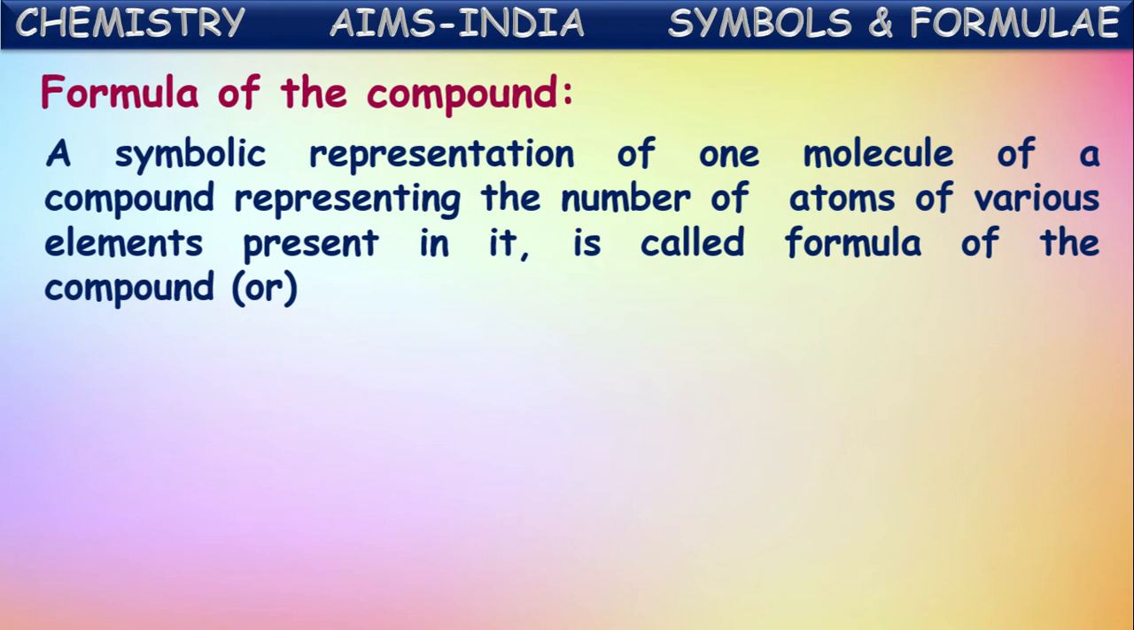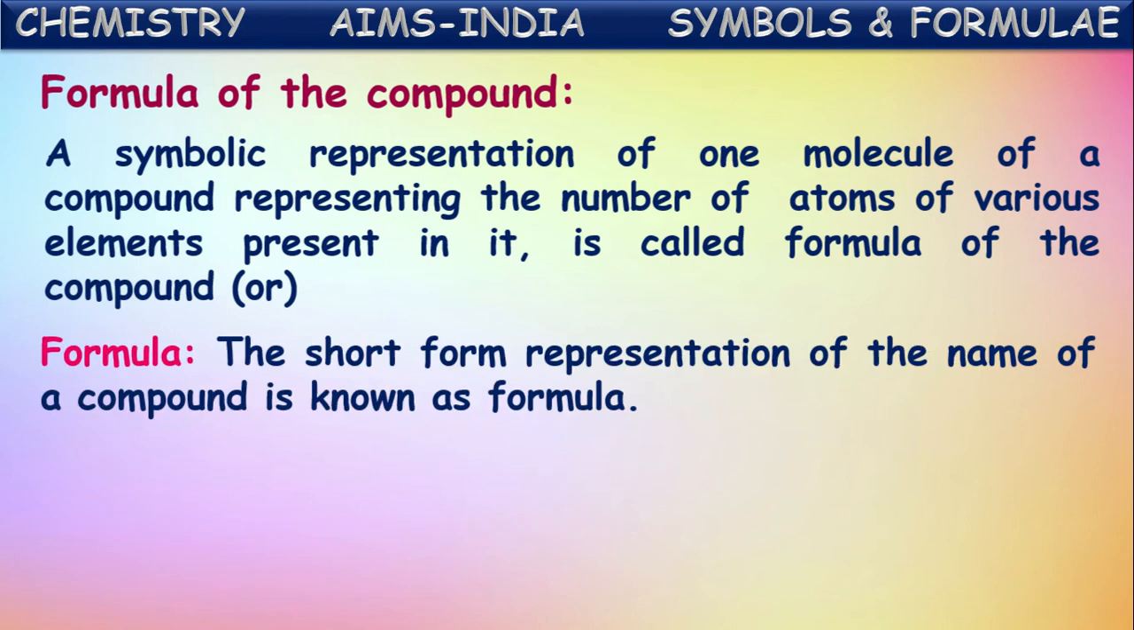Just we can say a shortcut or symbolic representation of the name of a compound. For elements, the shorthand representation of the name of an element is its symbol. In the similar way, the shorthand representation of the name of a compound is its formula. This formula represents the number of various kinds of atoms present in the molecule of that compound. So this can also be defined as: the short form representation of the name of a compound is known as the formula of that compound.